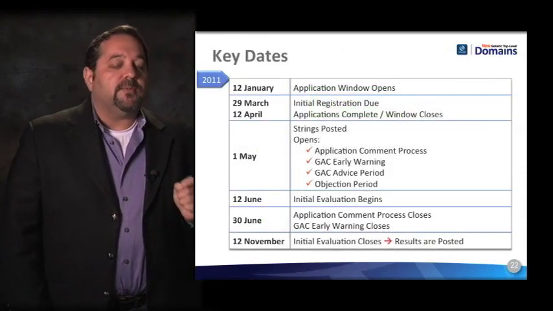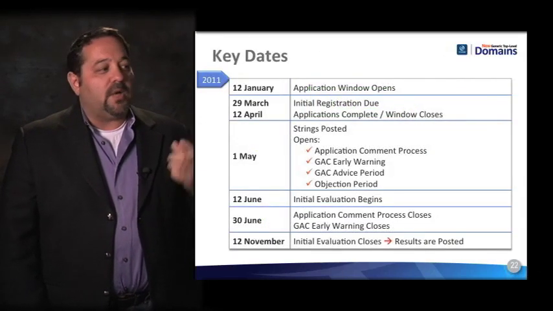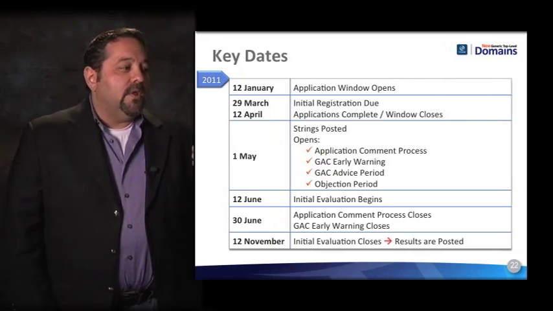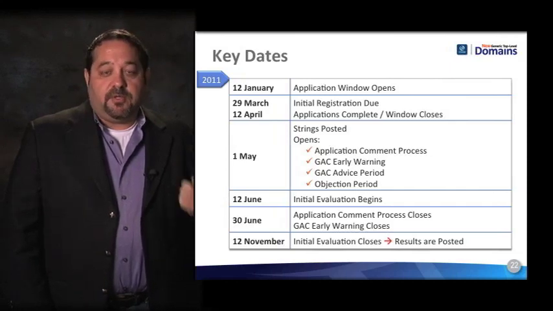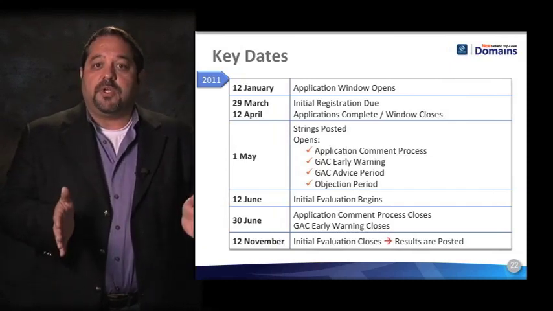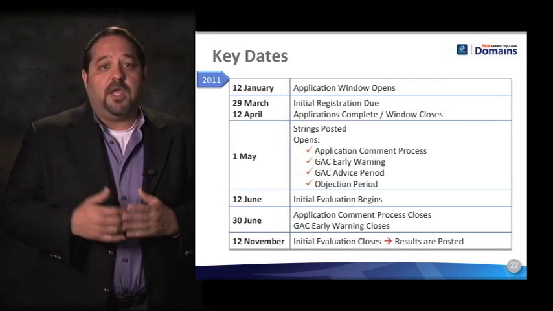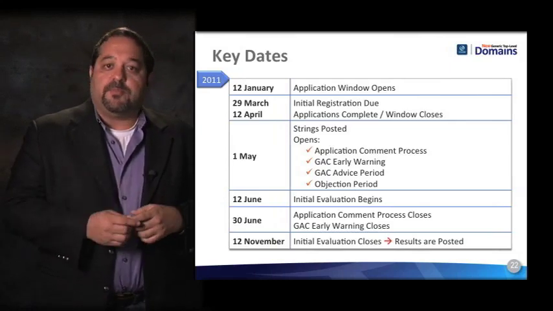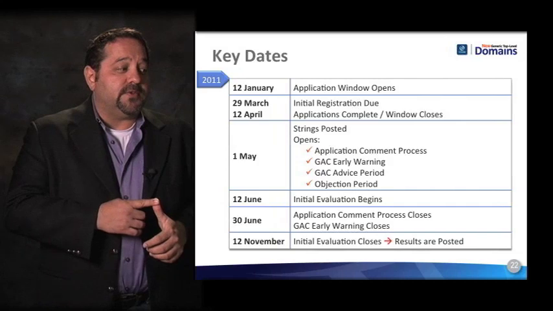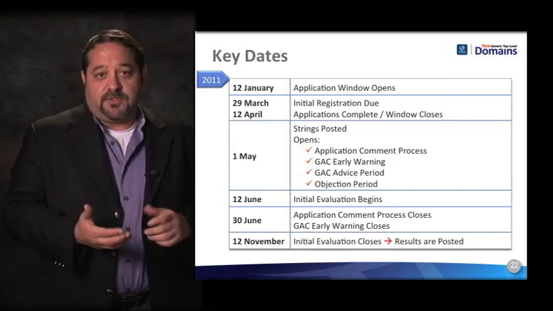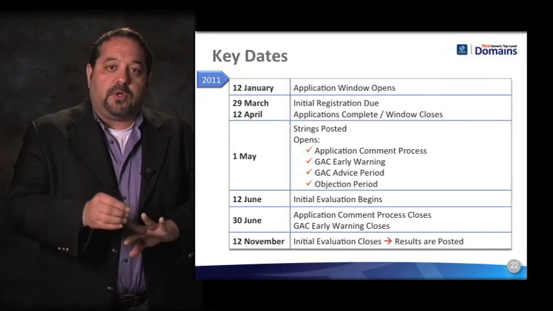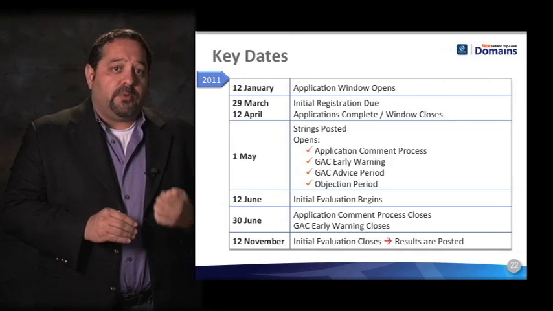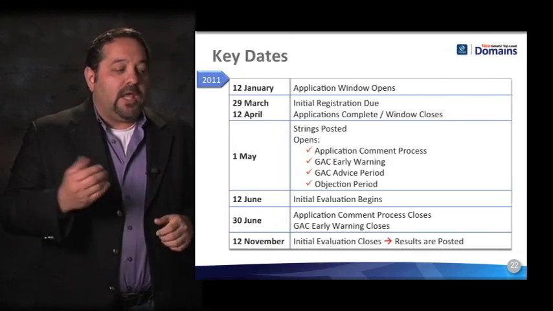So, key dates. I've talked about a number of key dates throughout this process, but I want to highlight these once again. The application window opens on the 12th of January. The initial registration must be completed by the 29th of March, and the application window closes on the 12th of April, meaning all of your information must be submitted as well as your fee received. We will post the public portions of the application as well as the string on the 1st of May, which also kicks off a number of processes: the application comment process, GAC early warning, the objection process, and the GAC advice period.